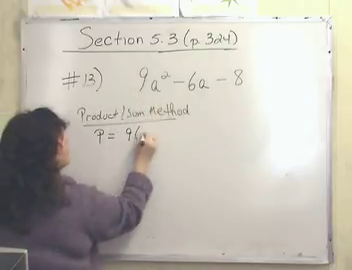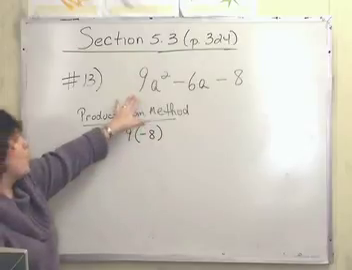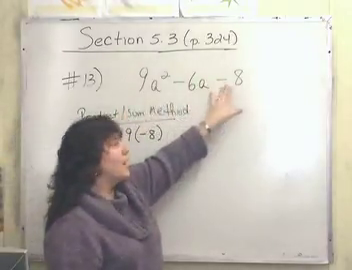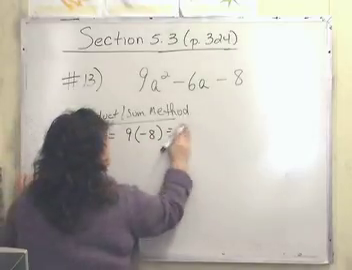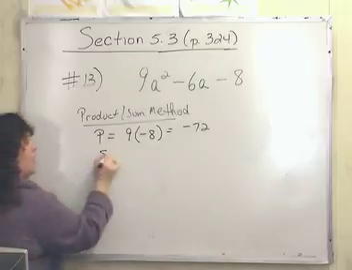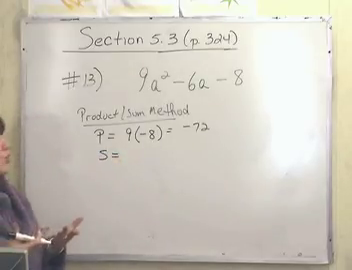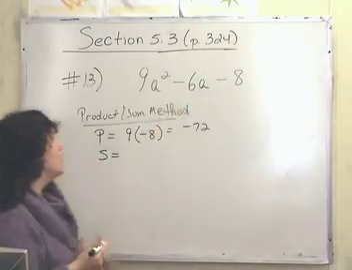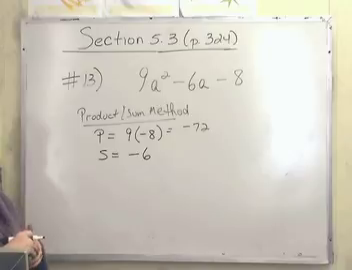So it's 9 times the negative 8. Or another way of looking at it, the coefficient of a squared times the constant. So your product is negative 72. The sum is your middle term, your coefficient of the middle term. So in this case, the sum is negative 6.